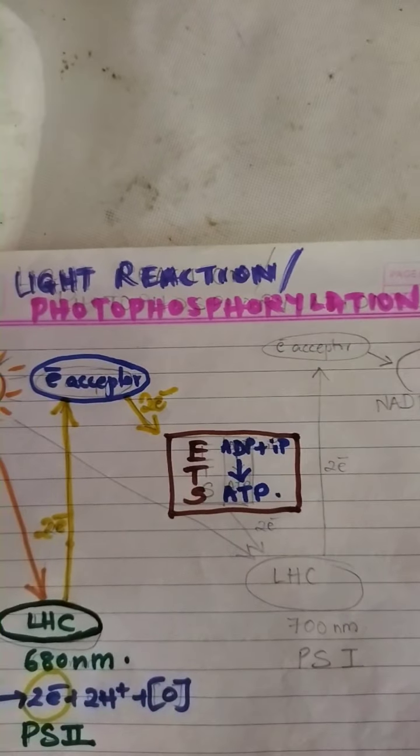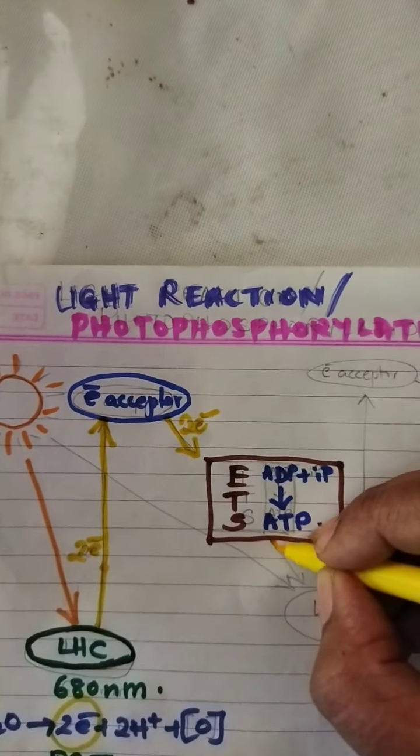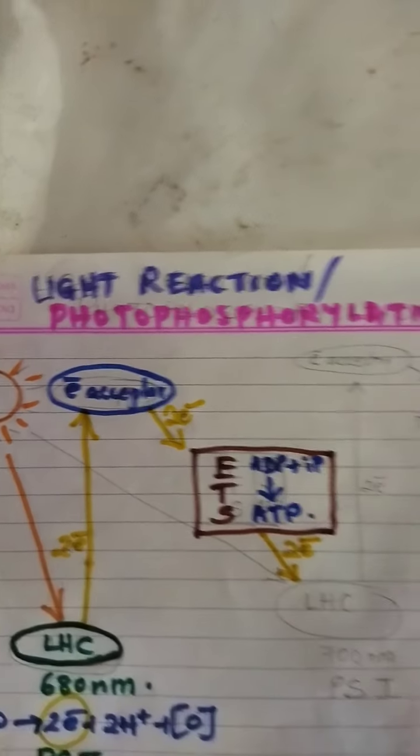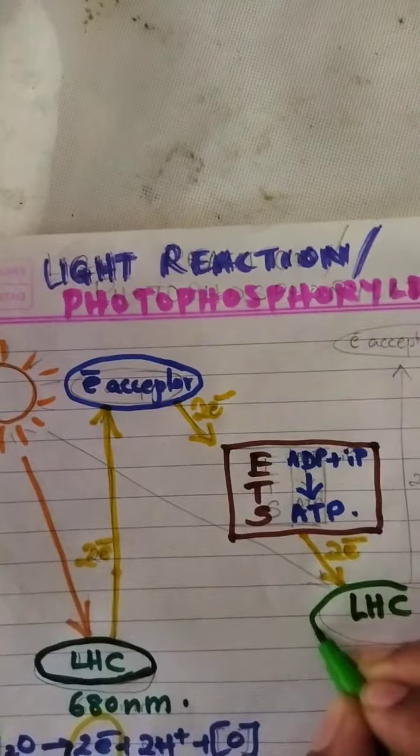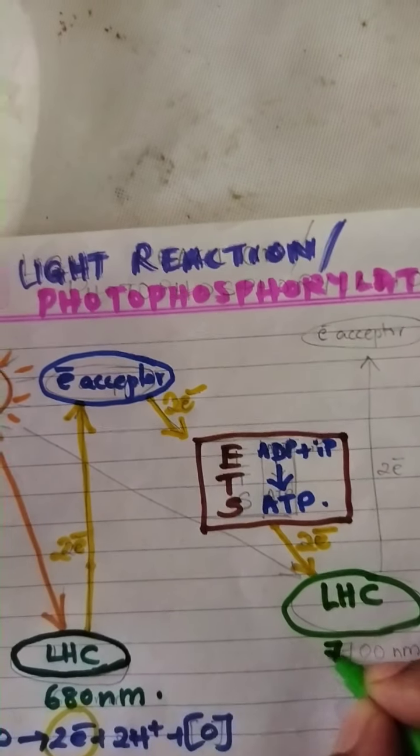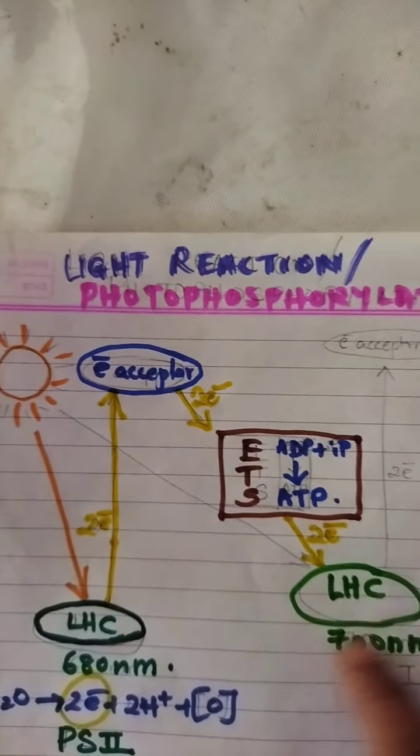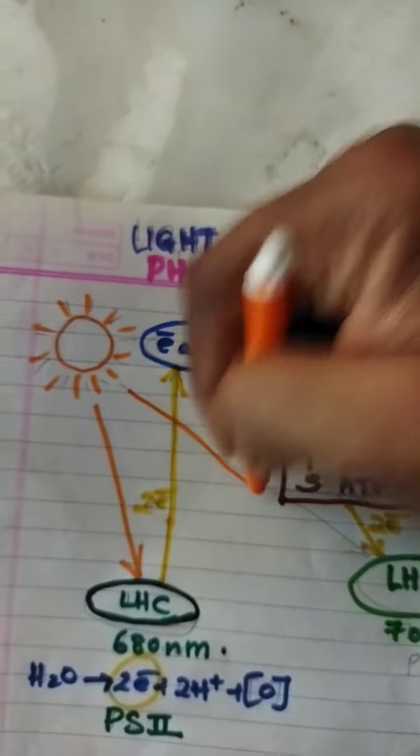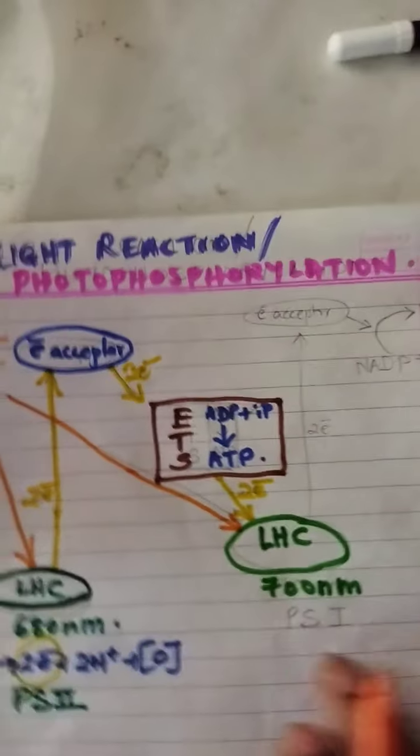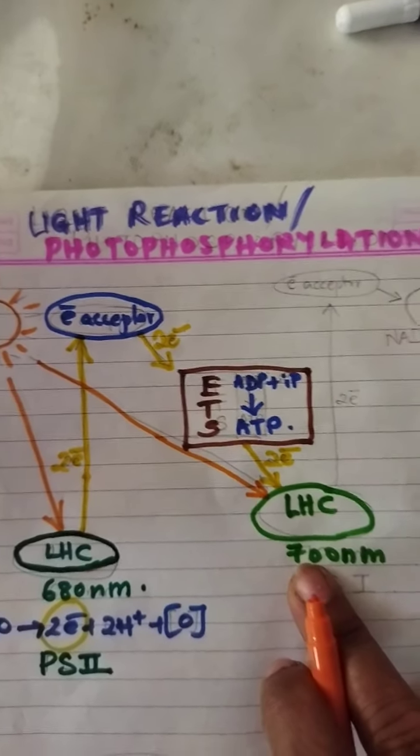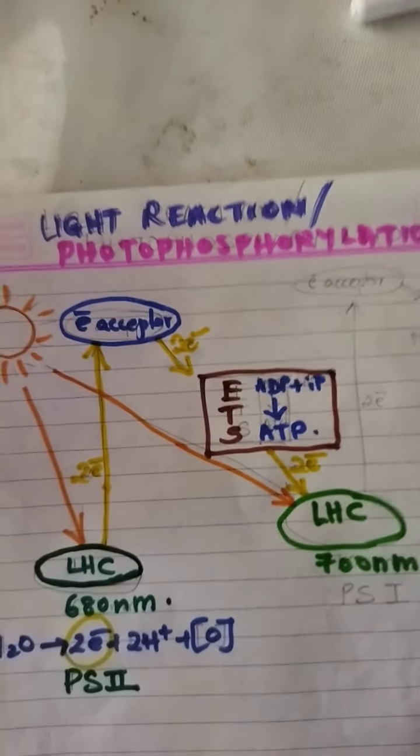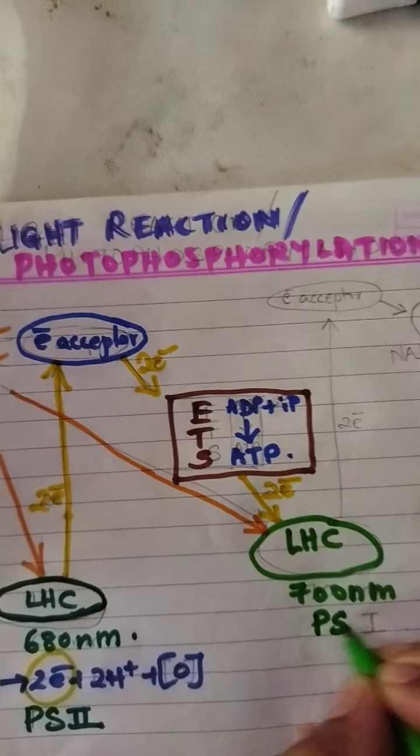Now, as a result of this, the two electrons will lose their energy and come to ground state again. Okay, and they are channelized to the light harvesting complex, which absorbs light of 700 nanometers wavelength. This kind of a light harvesting complex which absorbs sunlight, so you can see it is absorbing sunlight of 700 nanometers wavelength. Such a light harvesting complex is called as the photosystem 1.